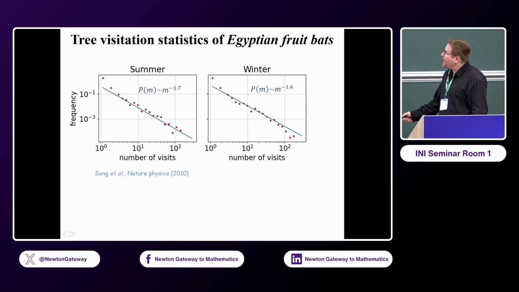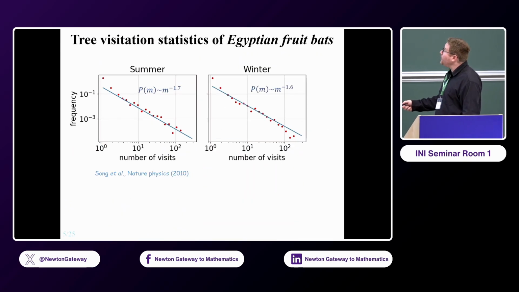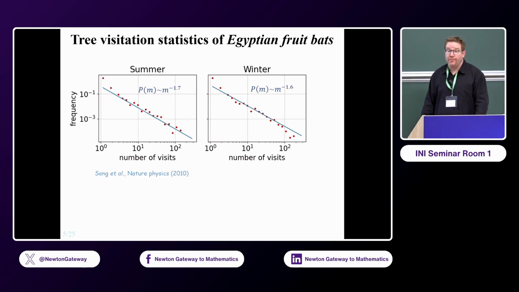Let me give you some motivation for why we chose this preferential reattachment mechanism for the memory. First of all, we were looking at the probability distribution of the number of visits. We were looking at trees, and how many trees were visited once, twice, and up to the maximum number of visits. We saw that there were many trees that were visited very few times, and there were also some trees that were visited many times. Importantly, the tail here is a power law tail.